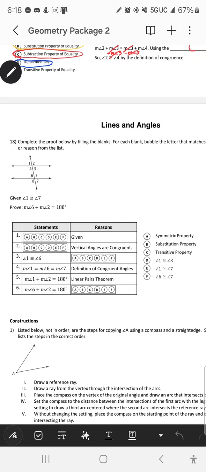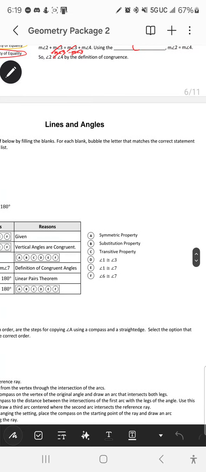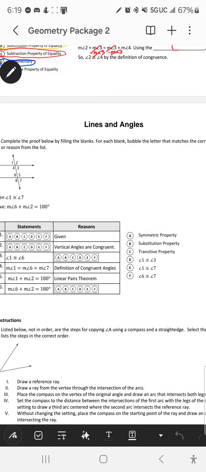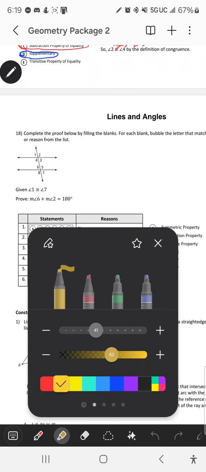Now let's continue what we were doing last week with lines and angles. For question 18, complete the proof below by filling in the blanks. For each blank, bubble the letter that matches the correct statement or reason from the list. Okay, first let's see.